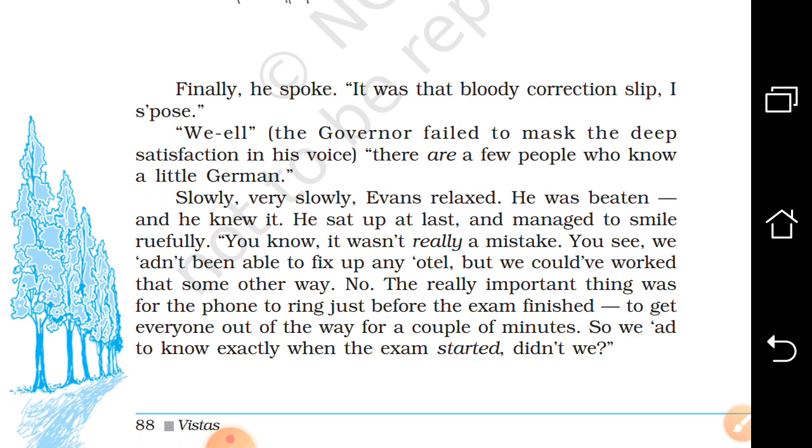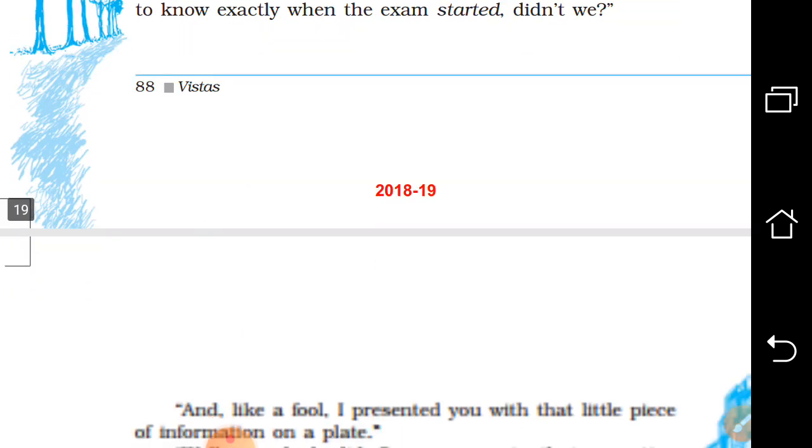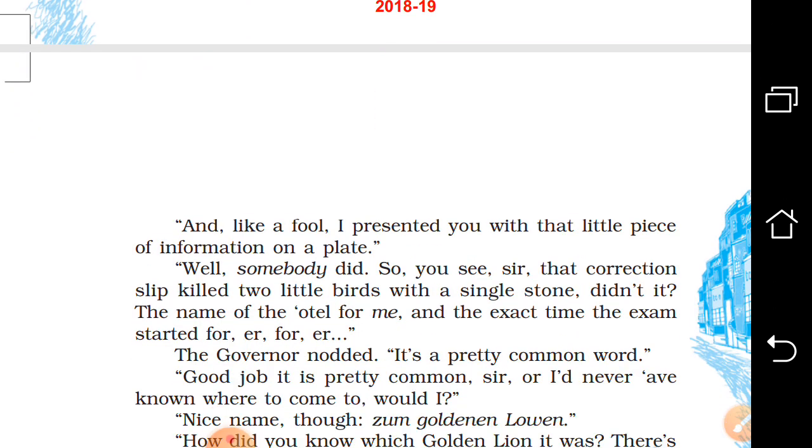"You know, it wasn't really a mistake. You see, we hadn't been able to fix up any hotel, but we couldn't have worked that some other way. No, the really important thing was for the phone to ring just before the exam finished, to get everyone out of the way for a couple of minutes. So we had to know exactly when the exam started, didn't we?" So that is a trick from their side, and his people made a call to the governor to make him busy. "And like a fool, I presented you with that little piece of information on a plate."